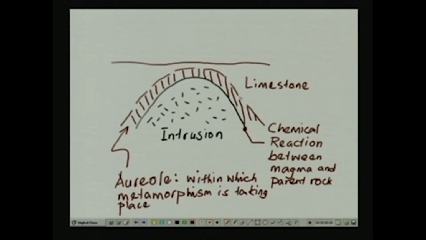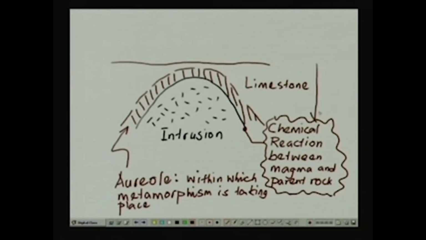So near the outer perimeter of the aureole, the chemical reaction between magma and parent rock is going to be less prevalent than near the boundary between the intrusive body and the parent rock. This particular process of chemical reaction between the parent rock and the intrusive body is called metasomatism.